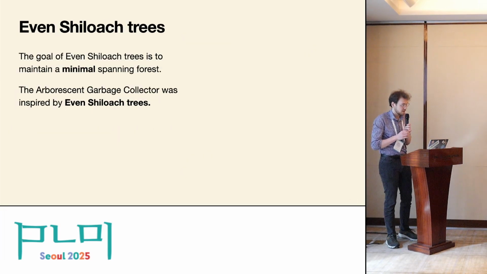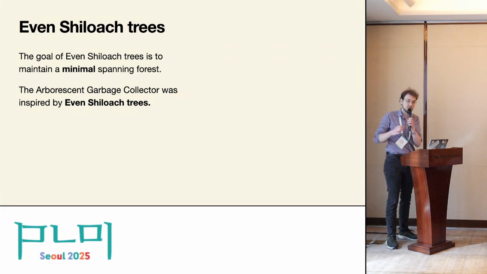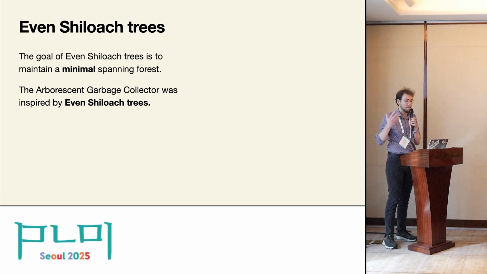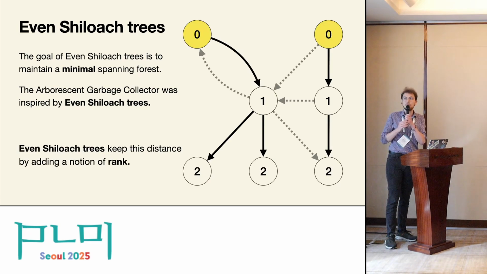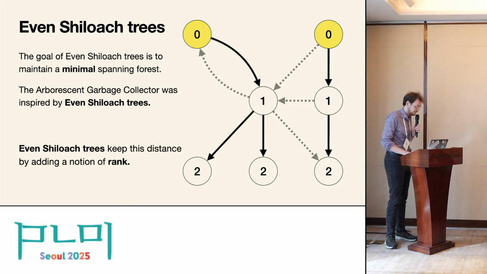So our work is inspired from ES trees. I won't pronounce the name here because I'm not exactly sure how to pronounce it, so I'll say ES trees for the rest of the presentation. ES trees are a data structure that is used to maintain a minimal spanning forest. It has been developed in the field of dynamic graph theory, and it uses a notion of rank to keep this distance. At each moment in time, it keeps a rank for each node, and it recomputes the rank as the graph changes.